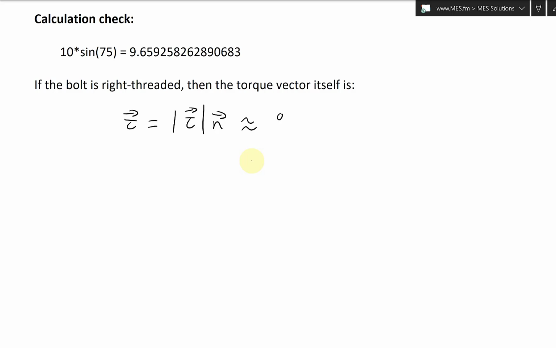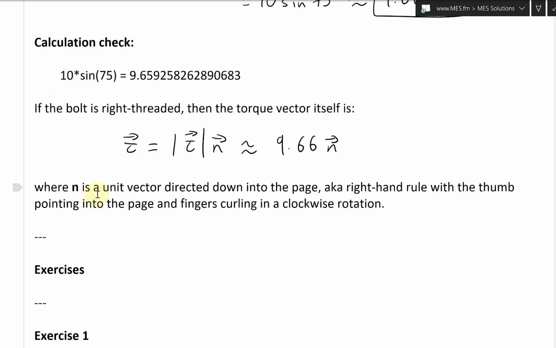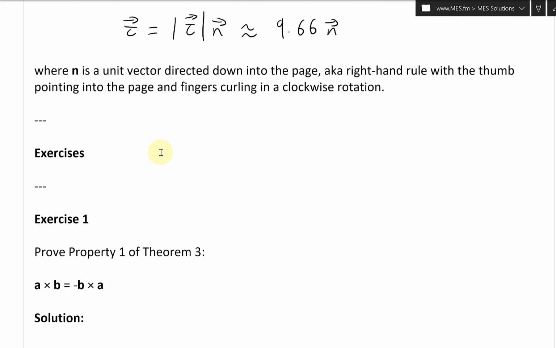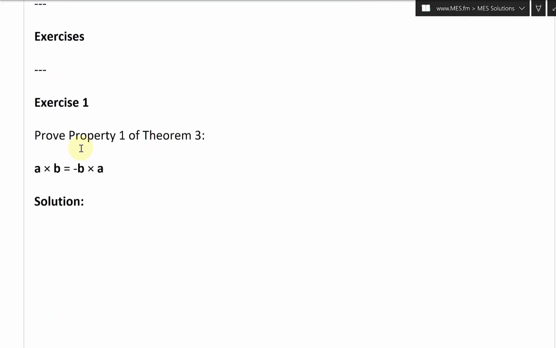This would be written as 9.66 newton meters times the unit vector n, like that. And again, n is a unit vector directed down into the page, aka the right hand rule with the thumb pointing into the page and fingers curling in a clockwise rotation. Again, remember, a unit vector has magnitude 1, so you're not changing anything. All you're doing is stretching that unit vector to a magnitude that corresponds to the magnitude of the torque. It's fascinating stuff. So let's continue further and look at the exercises.